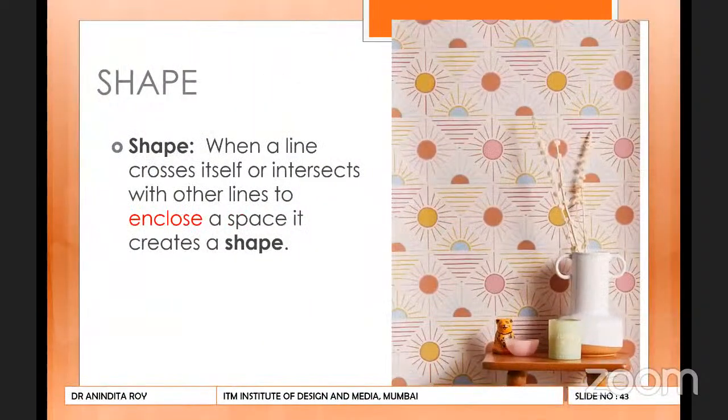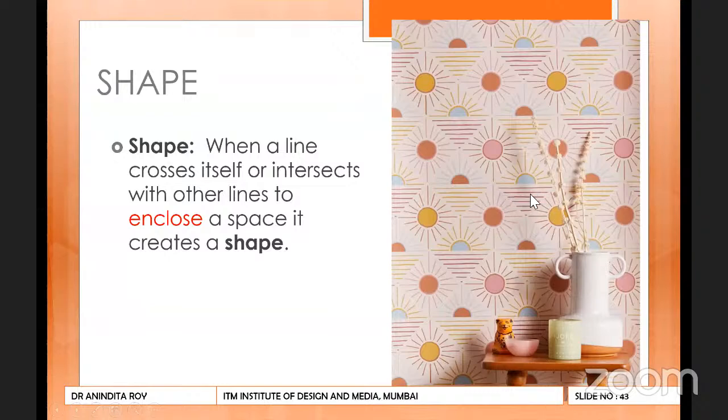Now we come to shapes. Shapes will all have the characteristics of lines, but then they have a few more. So I told you, when you close n number of lines, you get a shape. Here on the image, you can see lines and shapes both, and how the lines have made shapes.